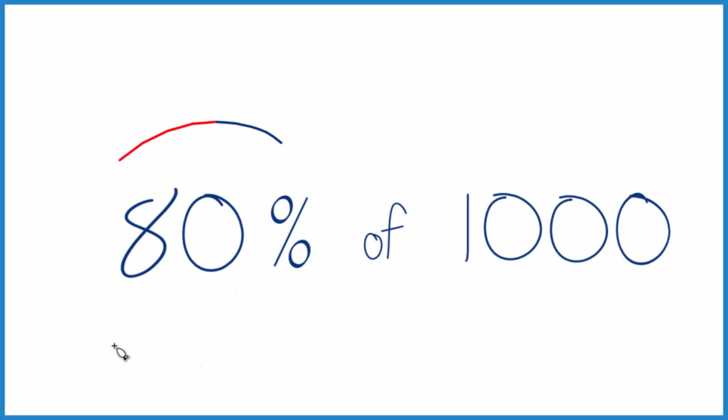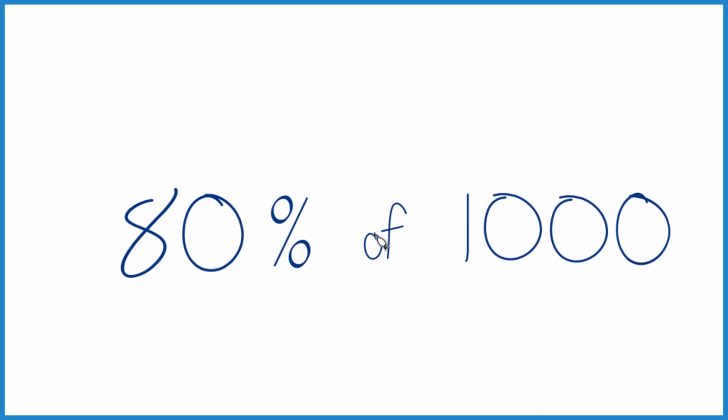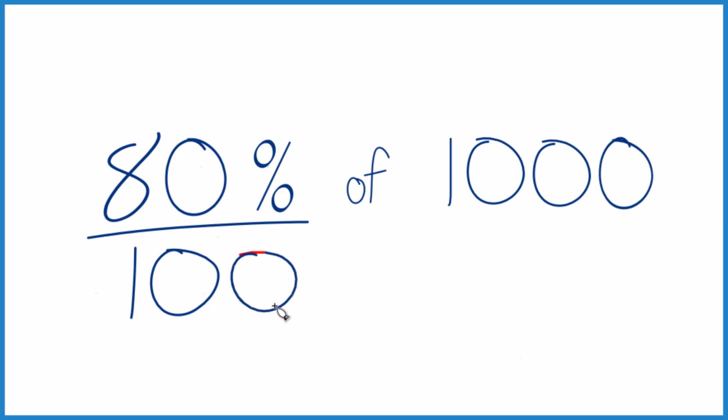Let's take 80% of 1,000. Here's how you do it. I like to think of it this way. With 80%, that means per 100. That's percent. So if we had 100, 80% would be just 80. But we have 1,000. So let's add another zero. Instead of 80, 800. 80% is 800 of 1,000.